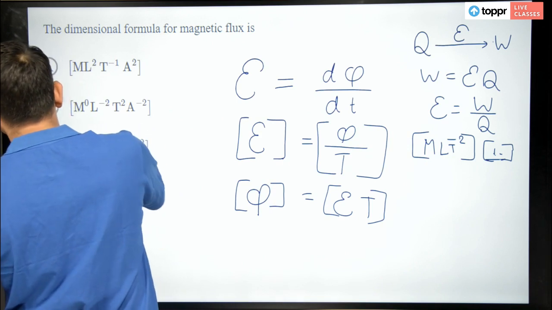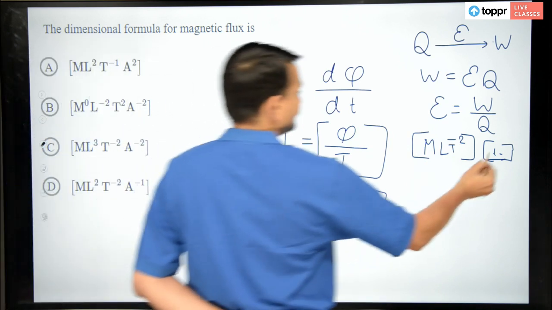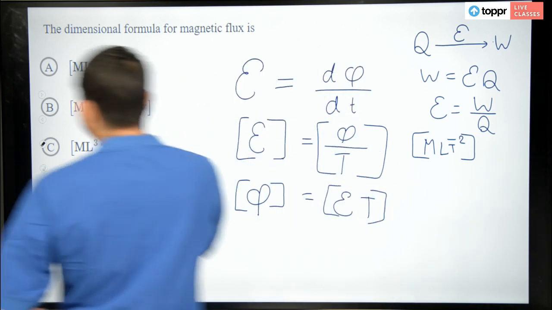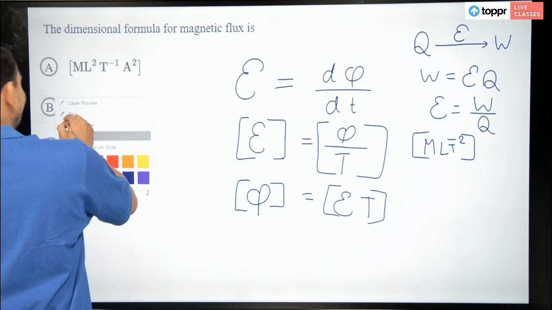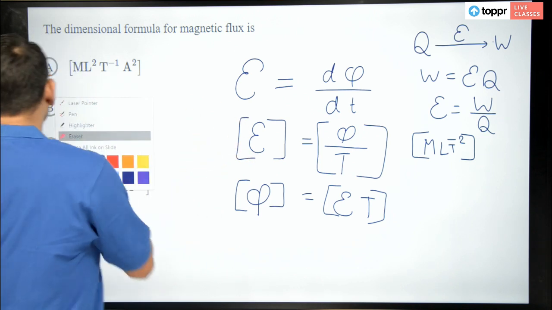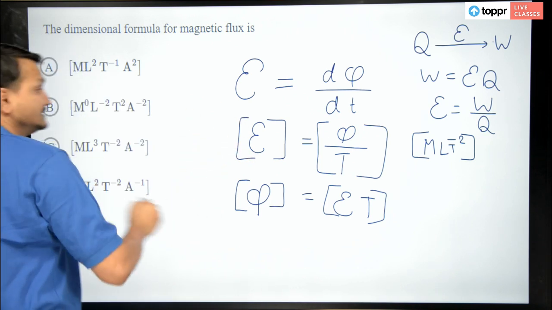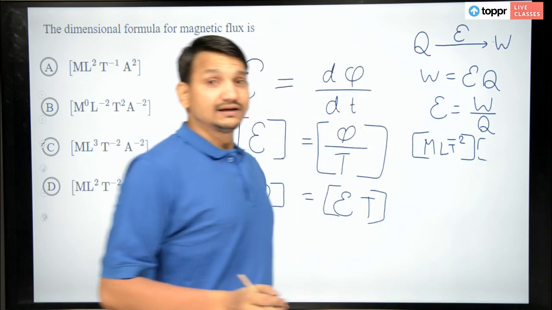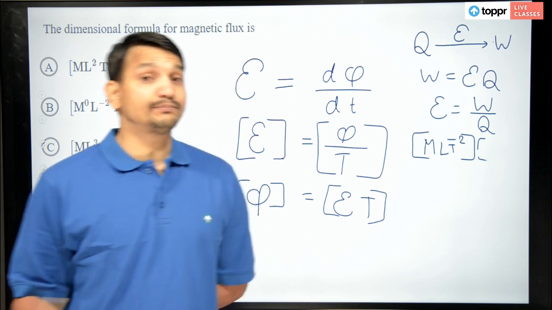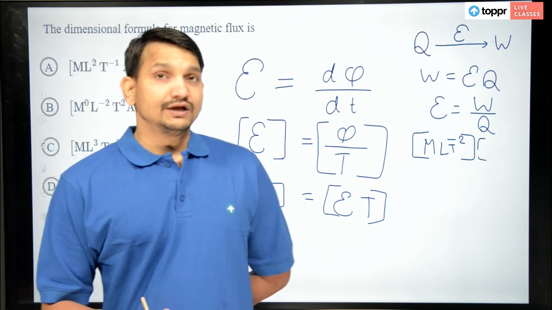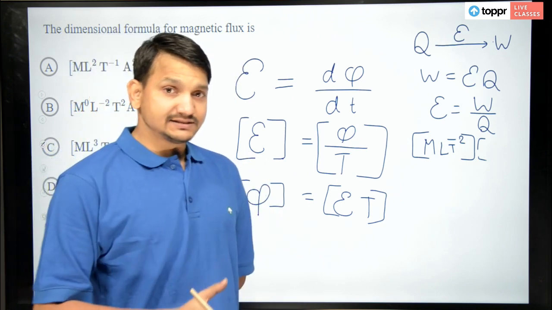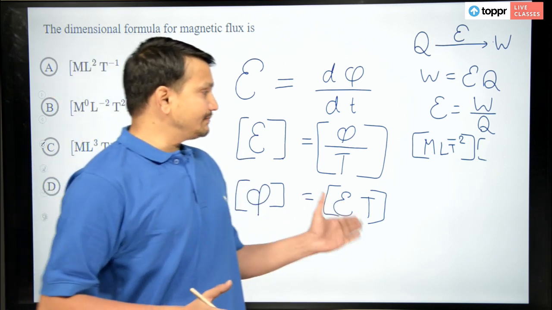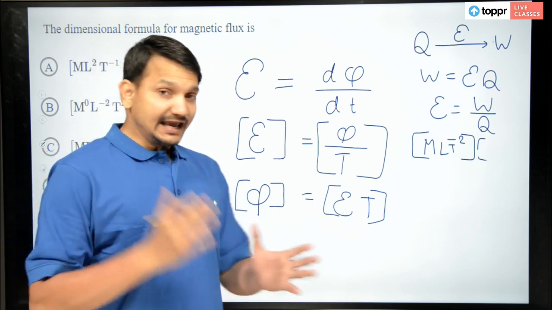So force times length gives us work. So this is our dimensional formula for work. And now we have to divide work by charge. And charge is Q. We know that again charge is not a fundamental quantity, but current is. And we know that charge is equal to current times time. So current multiplied by time, A T.